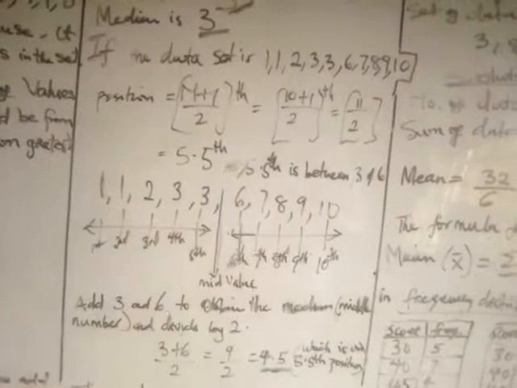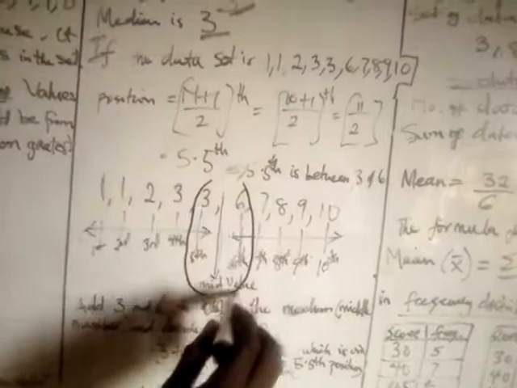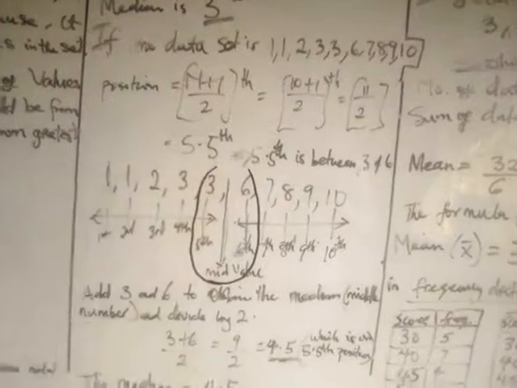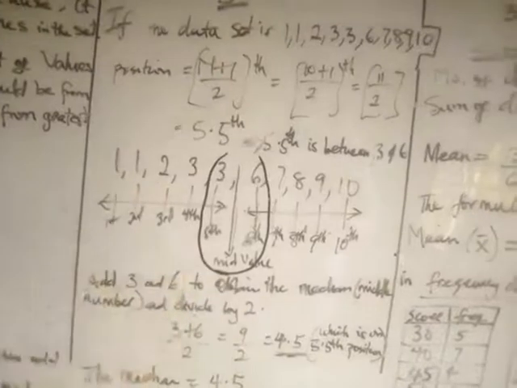So these two numbers encompass the mid value we are looking for. The mid value we are looking for should be between the two mid values here. You get that now? So what do you do? You add these two numbers together, 3 and 6. When you add them together, you now divide by 2.